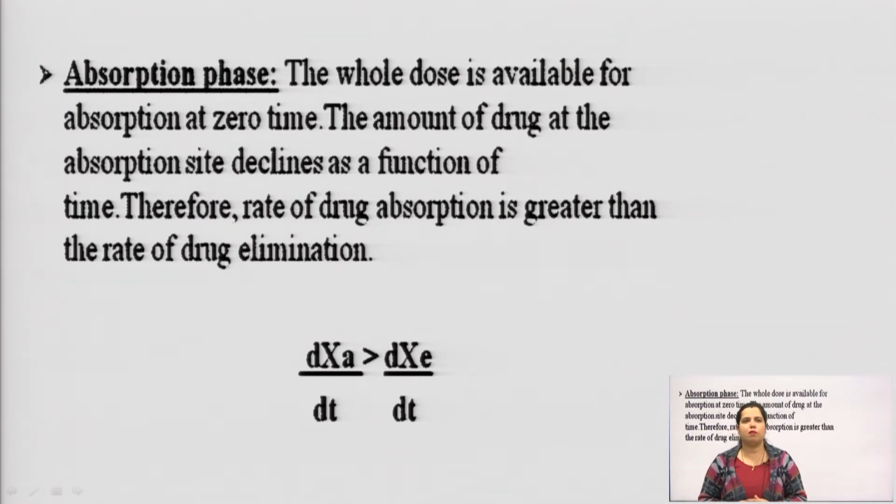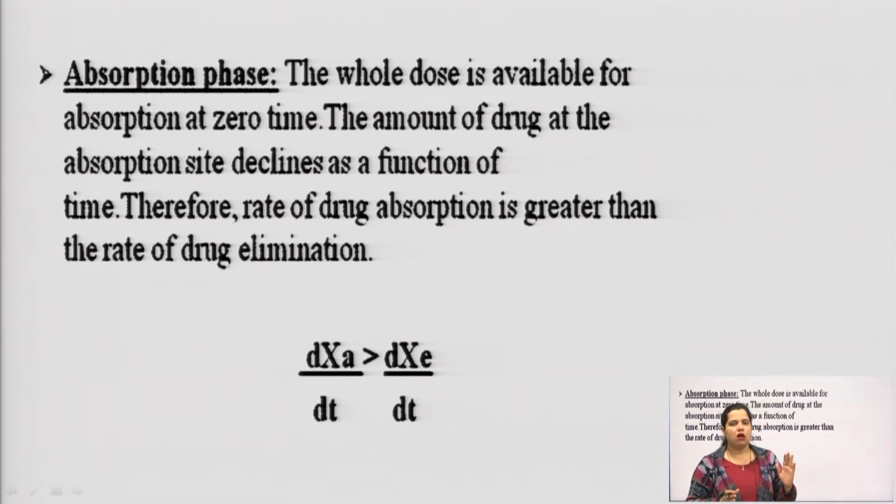In the absorption phase, the first phase, the whole dose is available for absorption at zero time. When we administer a drug through extravascular administration, we consider 100% of the drug is available for getting absorbed. So, at zero time, we consider the whole dose is available for absorption. The amount of drug at the absorption site declines as a function of time.